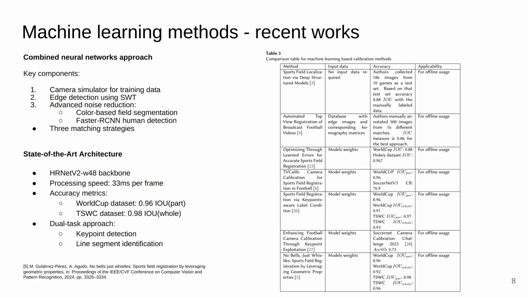But the real game changer came with the introduction of the HRNet v2 backbone architecture. This represents our current state of the art, and the numbers are impressive, processing each frame in just 33 milliseconds. To put that into perspective, remember how the earlier dynamic methods we discussed had a processing time of just a few frames per second. The accuracy improvements are equally impressive. On the World Cup dataset, it achieves an IoU score of 0.96 for partial field coverage, and for the TS-WC dataset, it reaches 0.98 for whole field coverage, compared to the 0.86 score from the 2017 breakthrough.